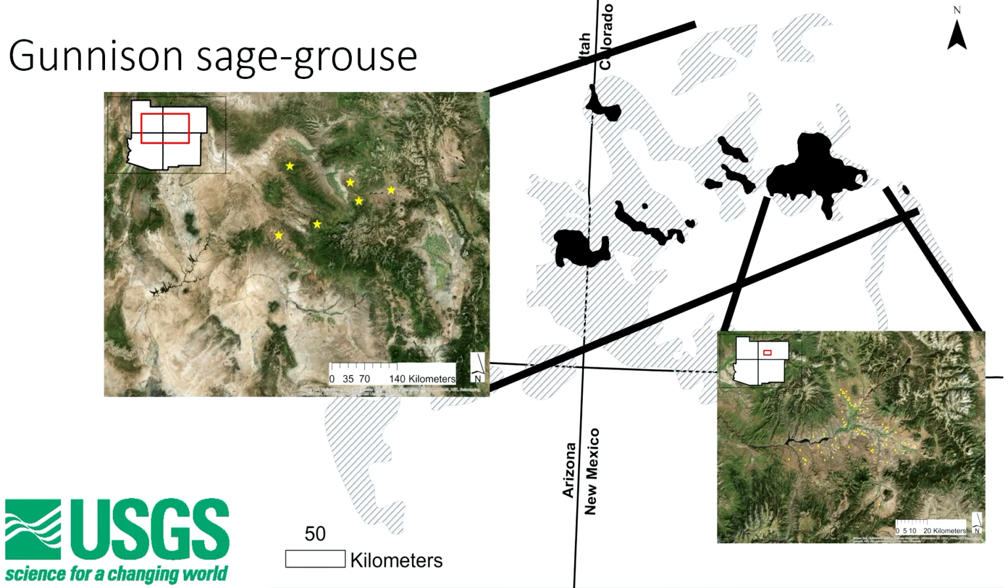So we did two analyses. We had genetic data to represent the populations, and we had genetic data to represent the leks in the Gunnison Basin. And we wanted to focus on how the landscape at these two different scales influences gene flow patterns for the species.